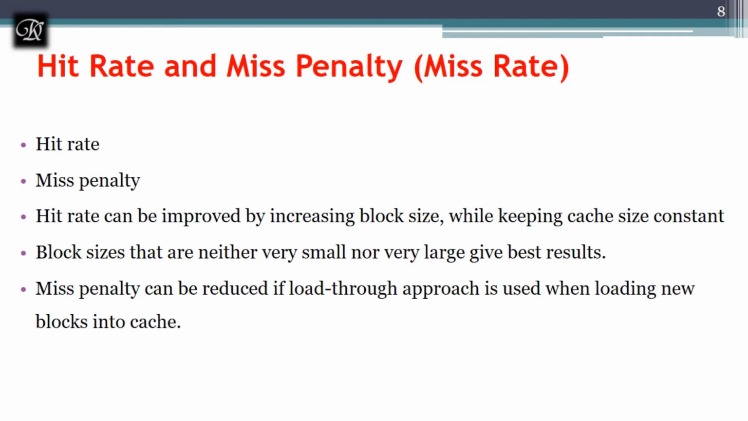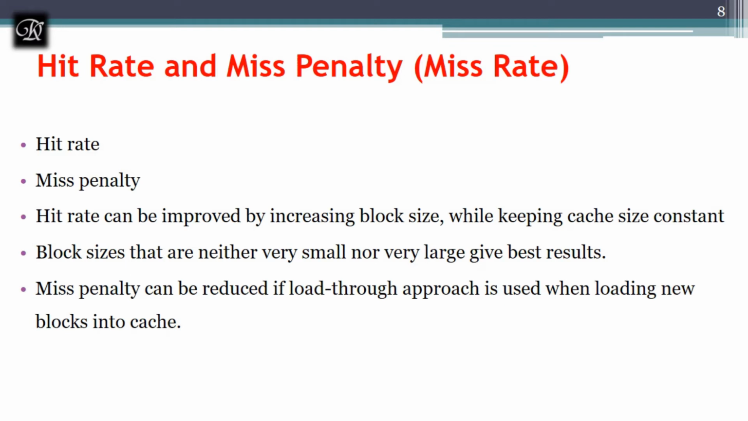Why we call it a penalty is because when a miss happens, we have to do something more, like spend some time. That time is what we pay as a penalty. But how can we improve this? How do we increase the hit rate and reduce the miss penalty?